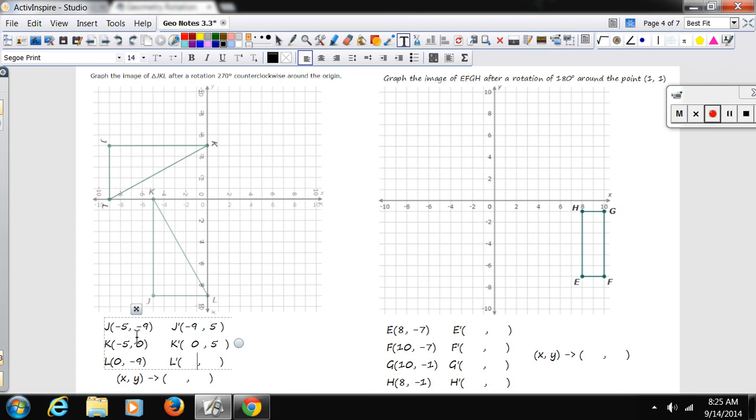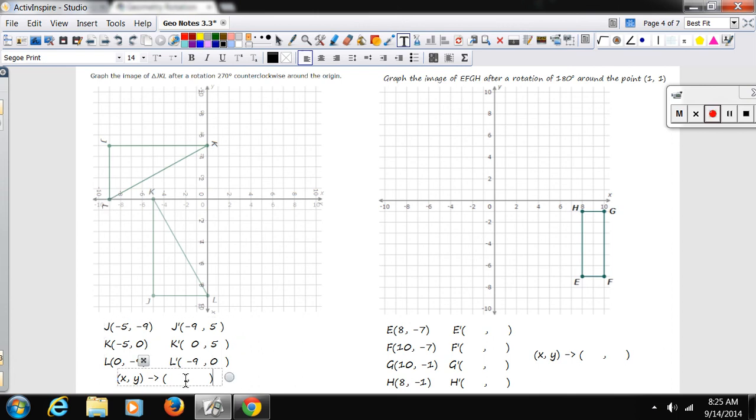The -5 becomes the opposite in the back, and the Y just comes up to the front. So if that's right, then the 0 would stay a 0 in the back because you can't do the opposite, and this -9 would come up to the front. So this should be -9, and this should be 0. Let's see if that's correct. -9, 0. Yep, there's L prime.